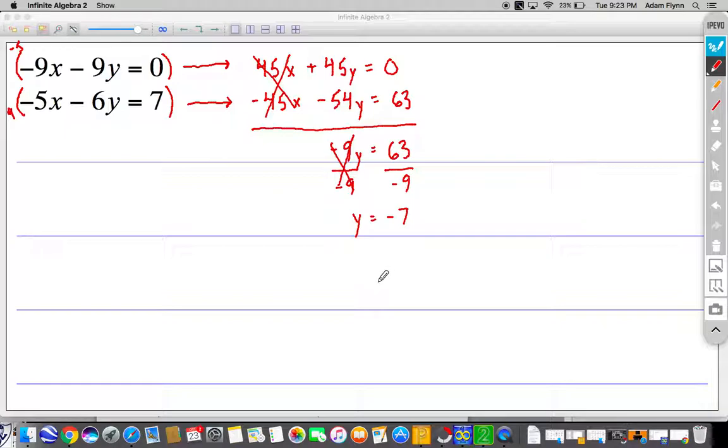So now I can take that -7 and plug it in for y, in my top or bottom equation. So I will do it for the top equation. So we have -9x minus 9 times -7 equals 0. So to take care of the parentheses, I have -9x plus 63 equals 0. I'll subtract 63 from both sides.